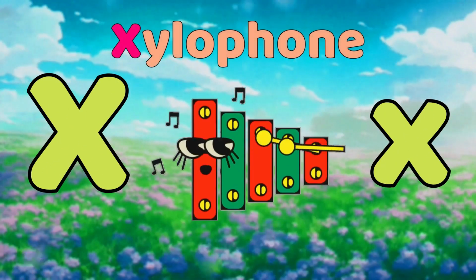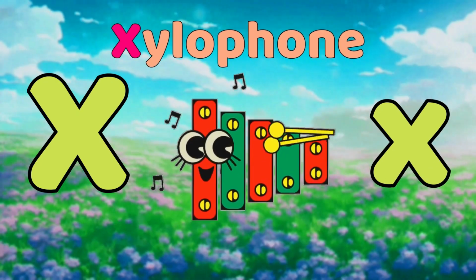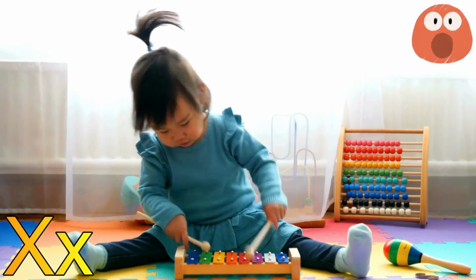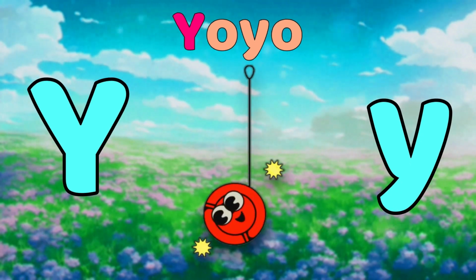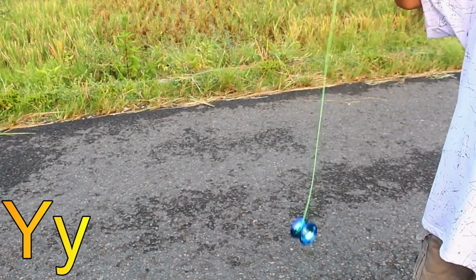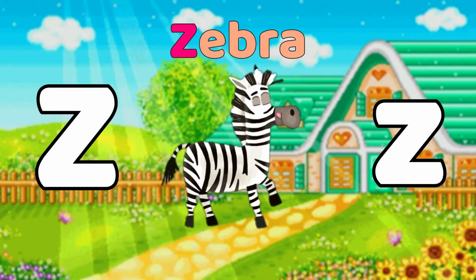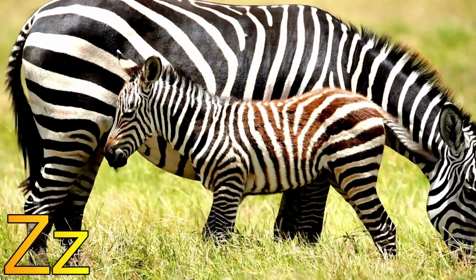X is for xylophone, z, z, xylophone. X, xylophone. Y is for yo-yo, y, y, yo-yo. Y, yo-yo. Z is for zebra, z, z, zebra. Z, zebra.